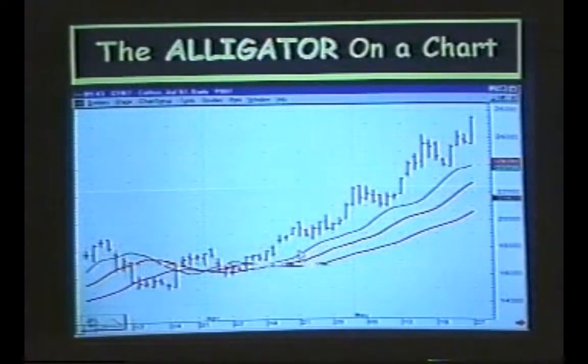About midway here, the alligator wakes up, and the alligator is searching for this food. One way that one of our traders looks at this, he looks at the price bars here as if they were little fish, and the alligator's chasing the fish, and the fish are trying to get out of the alligator's mouth.